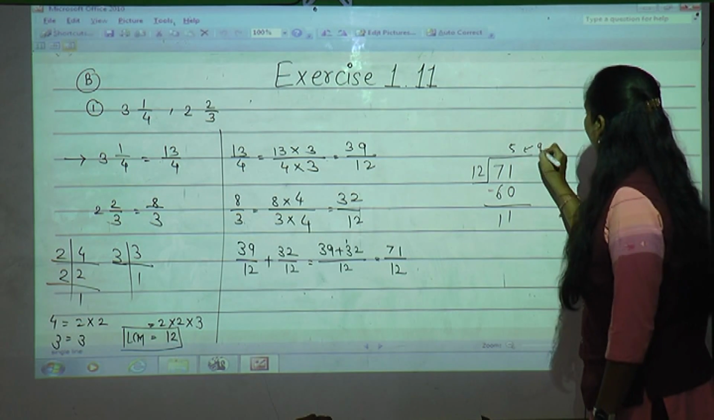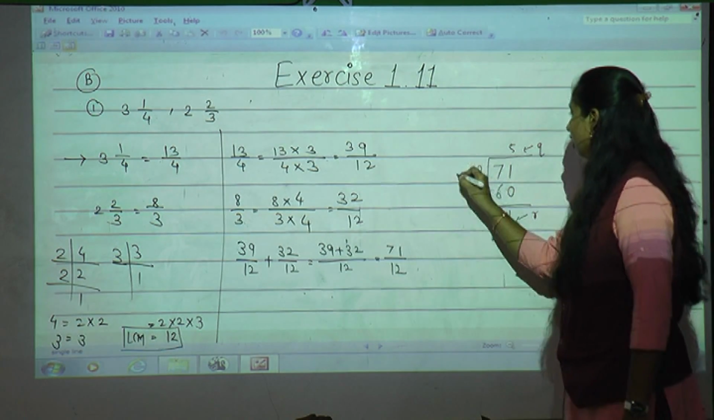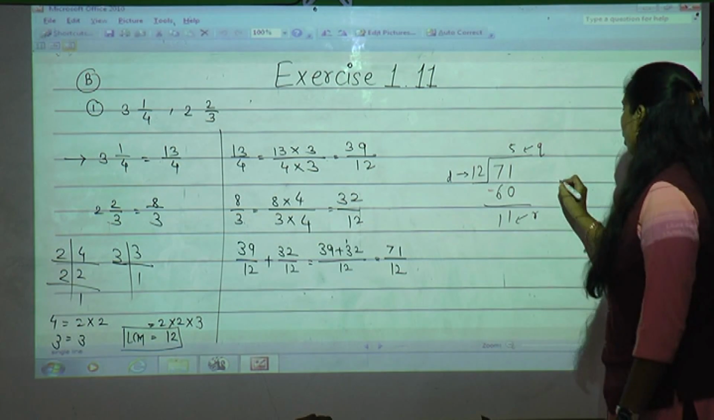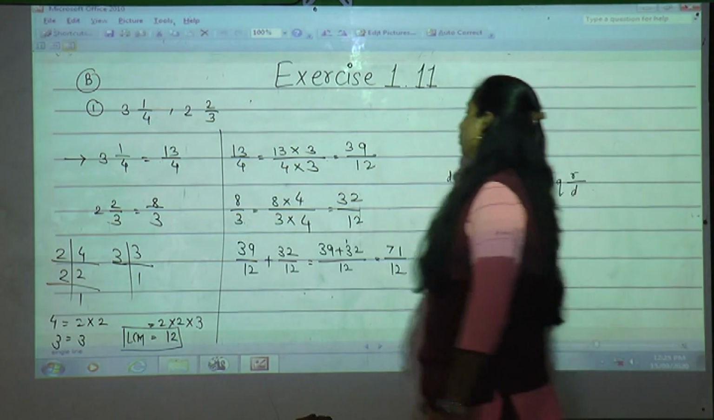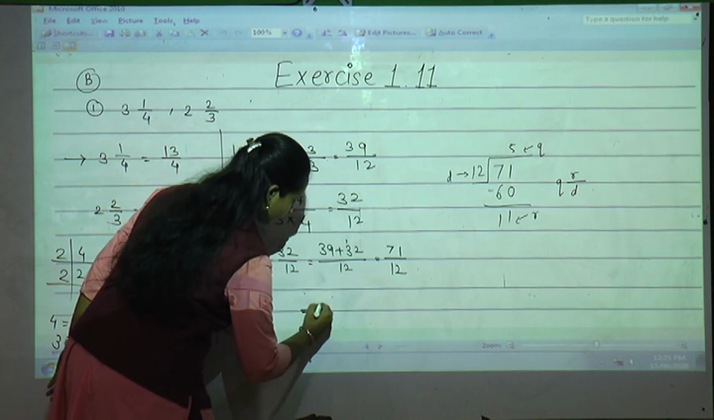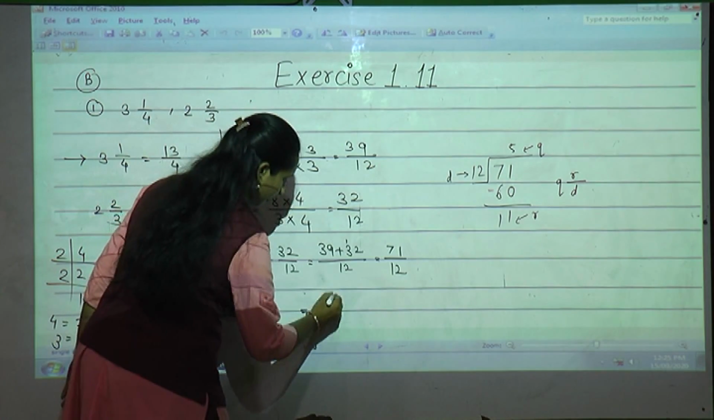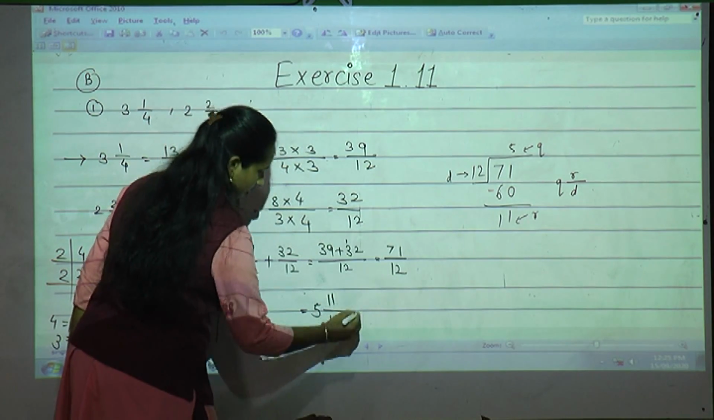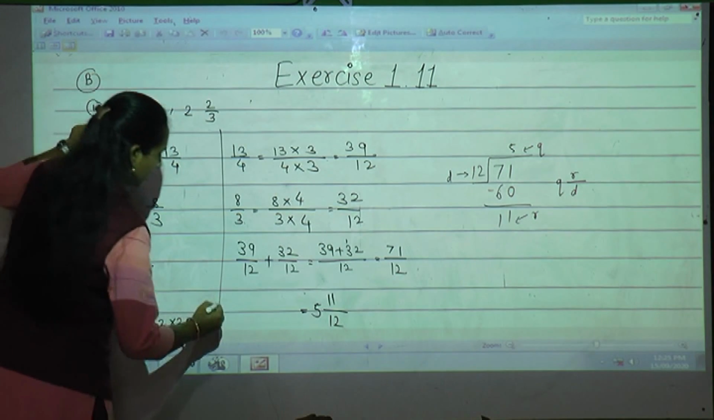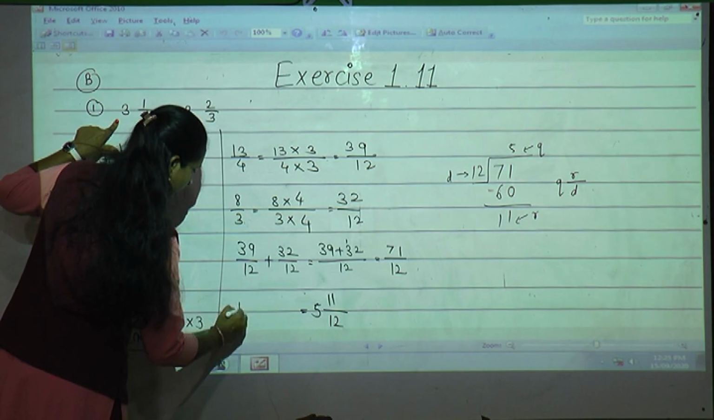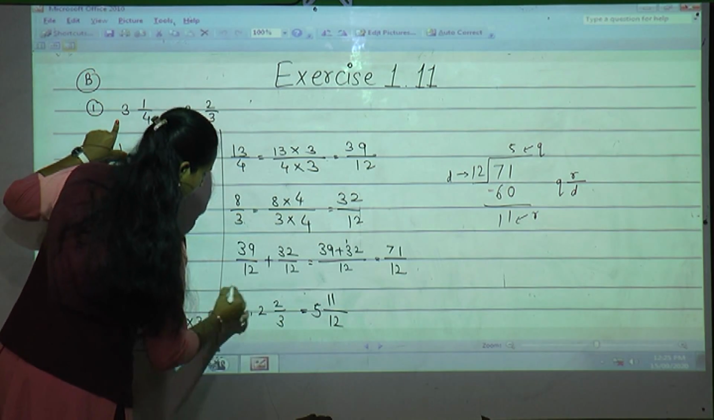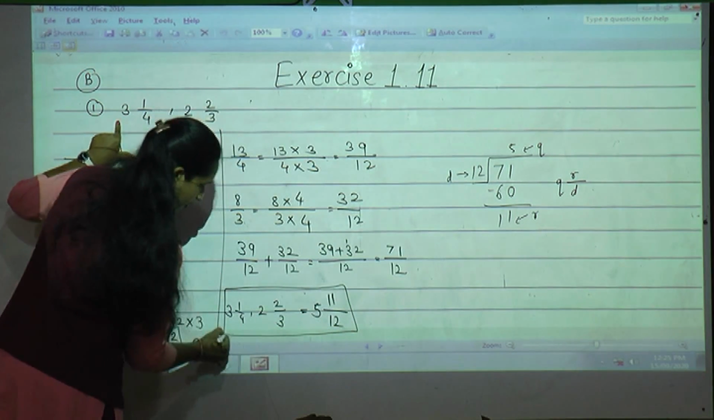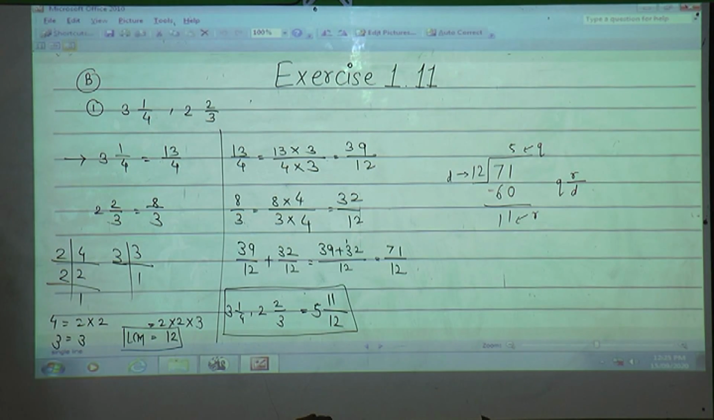This is what? Quotient. This is what? Remainder. This is denominator. So how we write? Quotient, remainder upon denominator. So what is quotient? Is 5 and the remainder is 11 upon 12. This is the answer of fraction 3 1 by 4 comma 2 2 by 3. Clear? Is that clear? Yes.